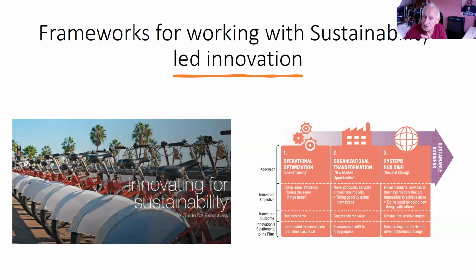But the third zone, which is particularly interesting, and I think where much of the conversation now happens and where students are particularly interested, is how do we change society? And at this level, we're talking about systems change. We're talking about aligning supply chains, building ecosystems. What are we doing which requires more than one player to make it happen? So this is doing good by doing new things with others. That will create net positive impact, but because it extends beyond the firm, it's very hard to do. It's very hard to work at that level where we don't have direct controls.